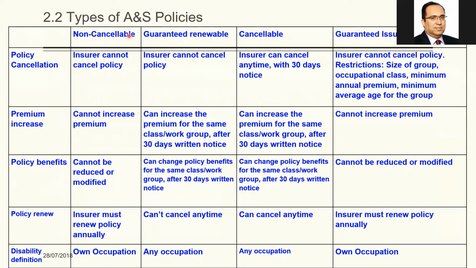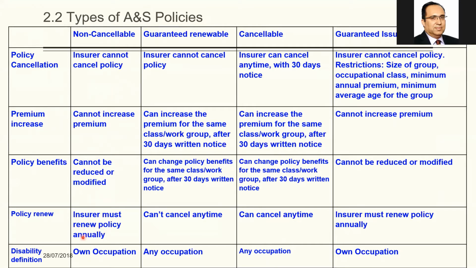Non-cancelable means that the insurer cannot cancel the policy. Think of it like this: the person who has the disability insurance can cancel anytime. If they stop payment for 1 month, the policy will be canceled. But the insurer, like the life insurance company, cannot cancel it. The company cannot increase the premium. The company cannot reduce the benefits. They cannot say you had 4,000, now we're only going to pay you 3,000. And the insurer must renew the policy annually. So these are the conditions for the non-cancelable.